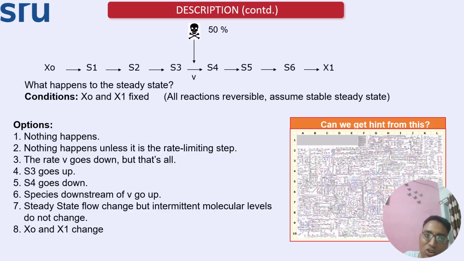See, X0 is the initial substrate. It forms six different substrates, S1 to S6, and then finally produces X1. Now understand, if the velocity V here from S3 to S4 decreases by 50%, its productivity decreases. So if dV by dt is 50%, the S3 to S4 production rate will go down by 50%. What will happen? Tell me the required answer. X0 and X1 are the fixed states. All reactions are reversible.